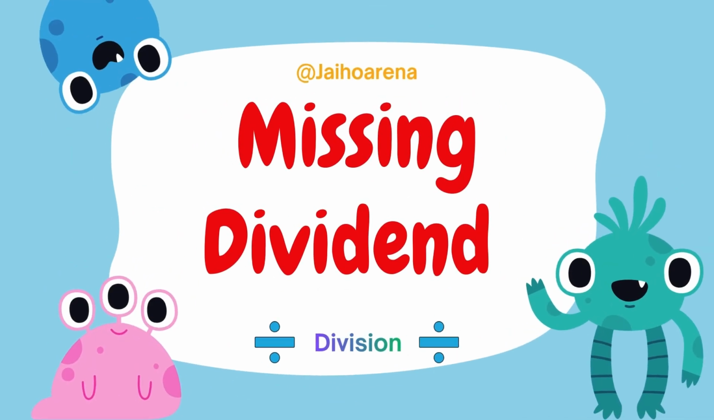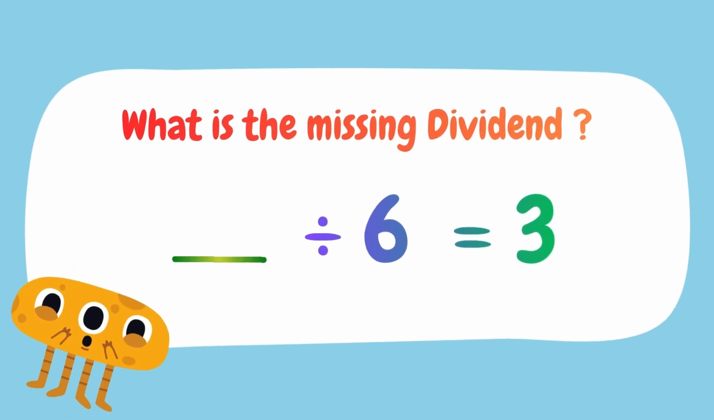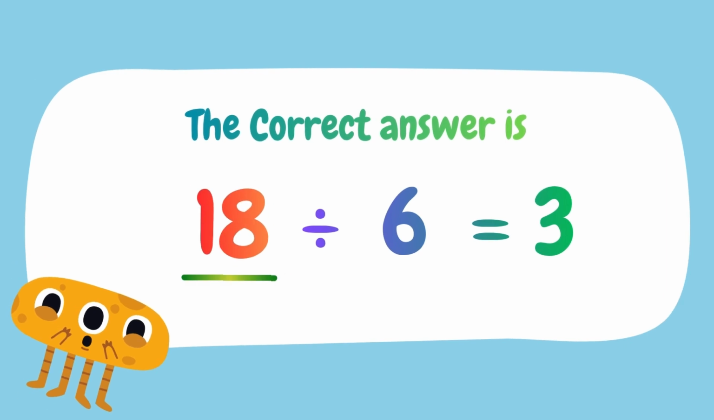Missing dividend, division. Hello genius, what is the missing dividend? The missing number is 18. 18 divided by 6 equals 3.